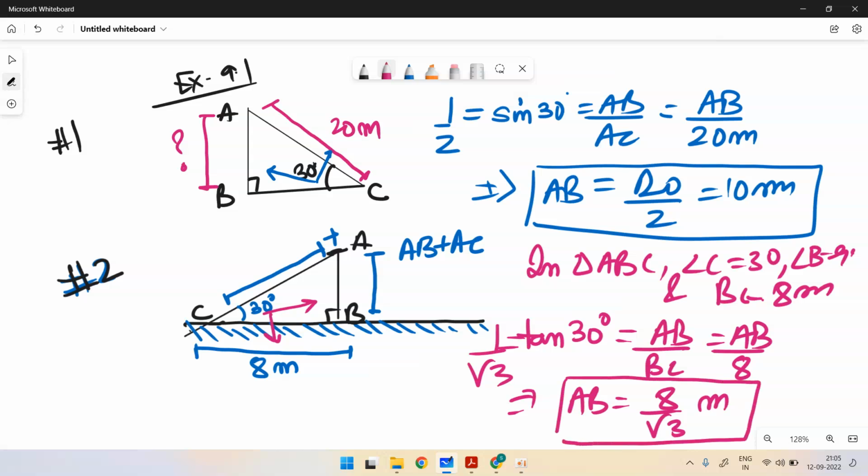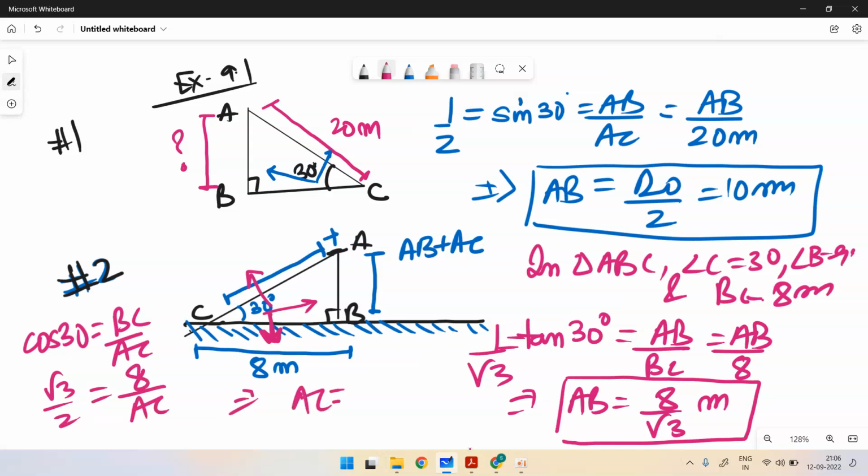8 by root 3 meters. Now AB is found, we need to calculate AC. How will we calculate AC? For this theta, this is my base and this will be my hypotenuse. Base by hypotenuse is cos theta, so cos of 30 degrees is nothing but BC by AC. Cos theta is root 3 by 2, and BC is 8, and this is AC. If we calculate this, AC is 16 by root 3.